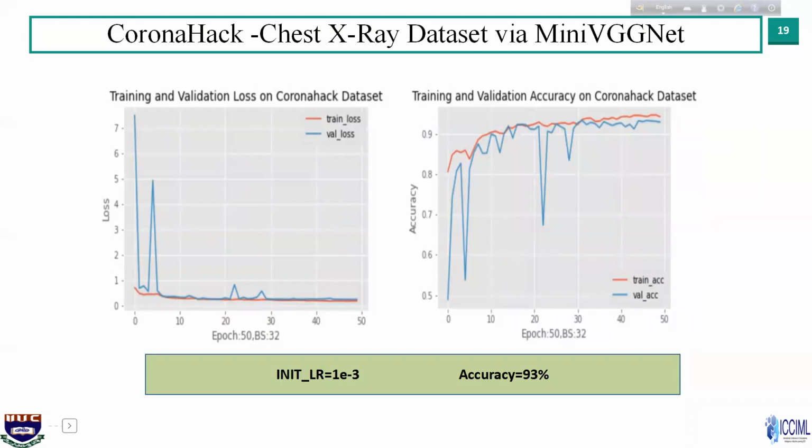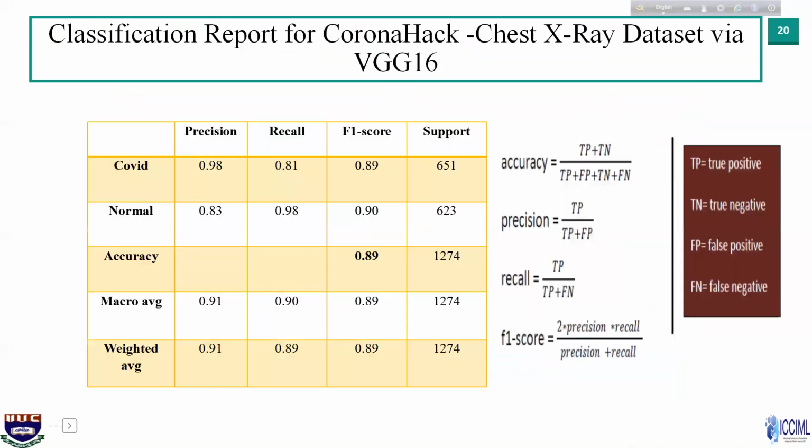Here is our dataset via MiniViTNet. We see that there is a loss curve and accuracy curve. And we do this for epoch 50 and batch size 32 under consideration. And here the initial learning rate is 0.001, and we finally achieved accuracy 93%.